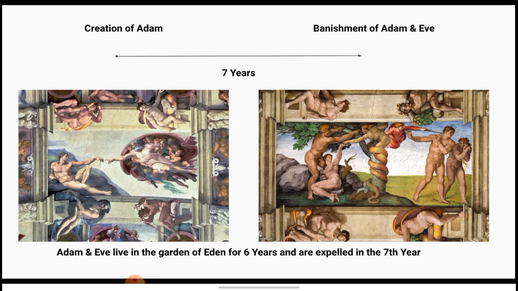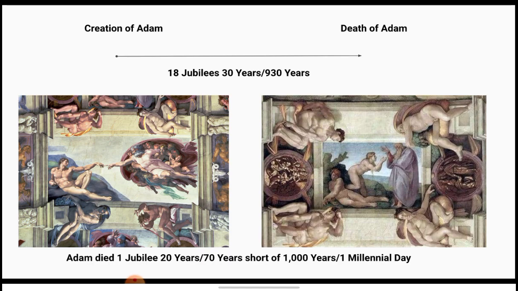Now, from the creation of Adam to the banishment of Adam and Eve is 7 years. That means that Adam and Eve lived in the garden for 6 years and they were expelled in the 7th year. Okay, and then from Adam's creation to his death is 18 jubilees and 30 years, or 930 years. So that means Adam died 1 jubilee and 20 years, or 70 years, short of 1,000 years, or 1 millennial day. Okay?